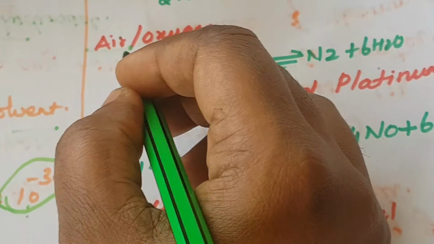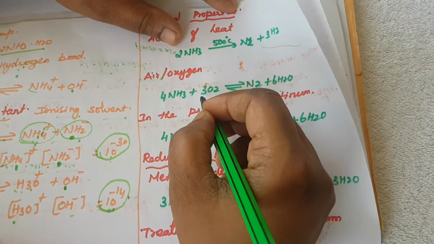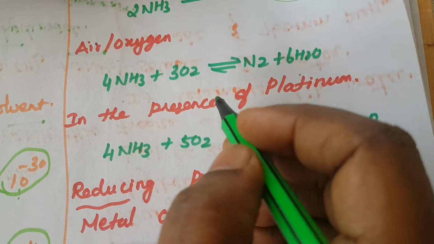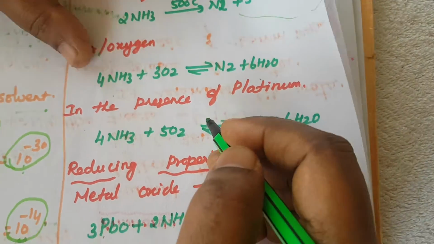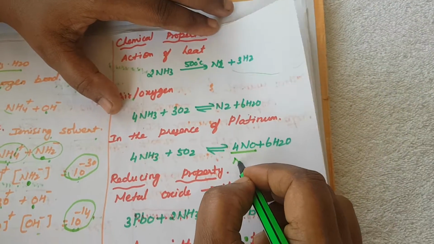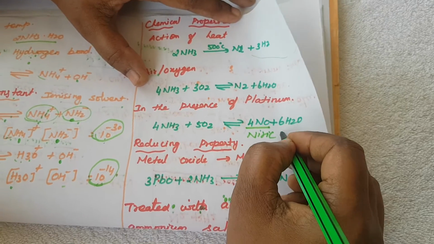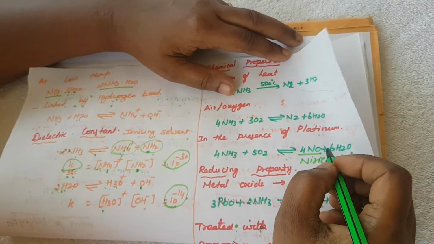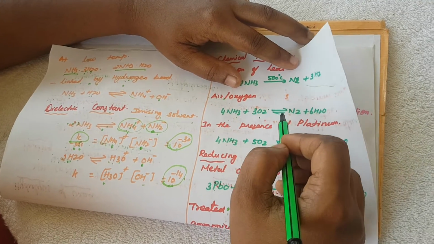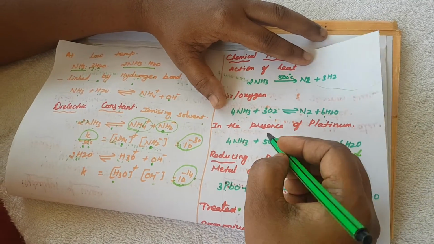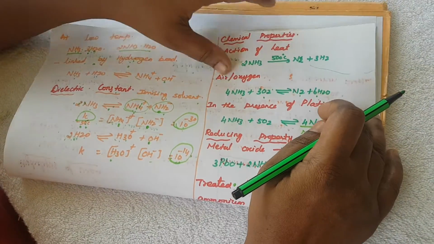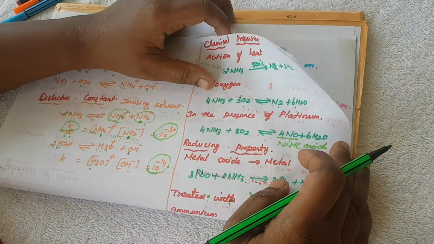This ammonia again reacts with air and oxygen. Ammonia reacts with oxygen to form nitrogen and water molecule. But another one, in the presence of platinum and excess oxygen, what will happen? Nitric oxide and water molecule are formed. So without the catalyst, ammonia reacts with oxygen to form nitrogen and water. In the presence of platinum, ammonia reacts with oxygen to form nitric oxide and water.